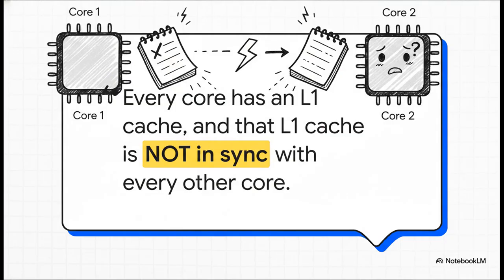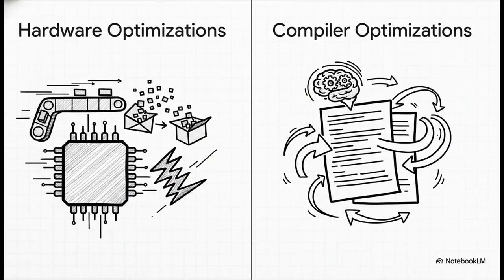And here it is, the first crack in our nice, simple model. Just like this user points out, every single core has its own tiny, lightning-fast memory called an L1 cache. Think of it like a personal sticky note. And the key part is, these sticky notes aren't magically in sync with each other. Core 1 can be scribbling away on its note, and for a brief moment, Core 2 is completely in the dark about what's changed.